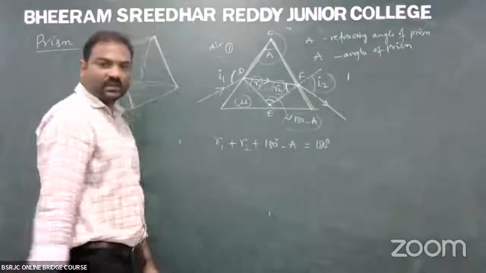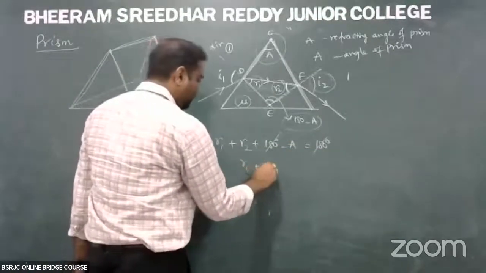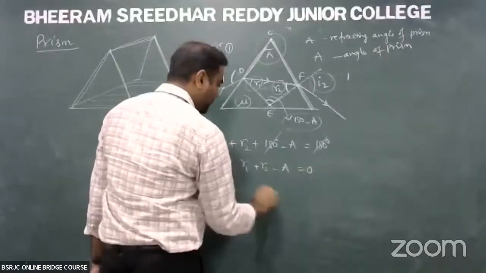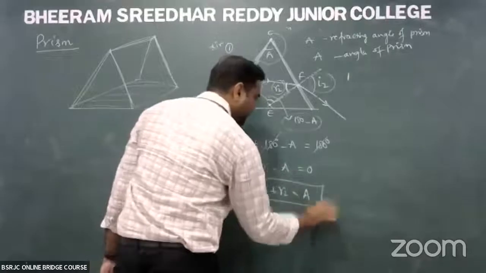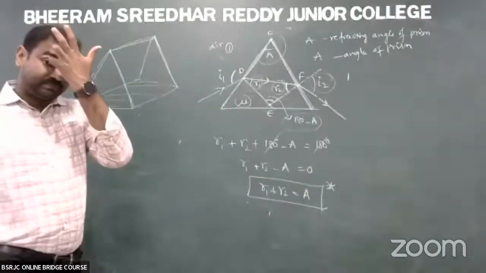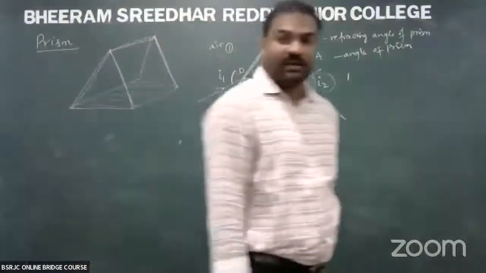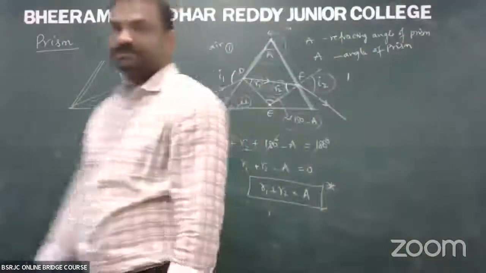Right? Then 180 will cancel out. Then R1 plus R2 minus A is equal to 0. Then R1 plus R2 is equal to A. This is the one important relation between R1 and R2: R1 plus R2 is equal to A.